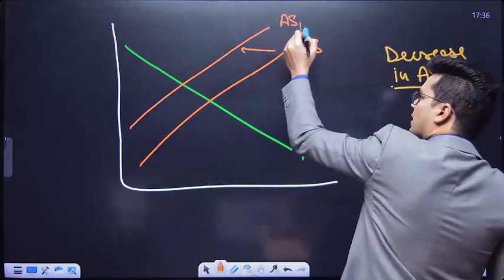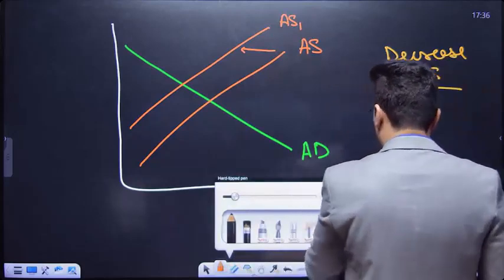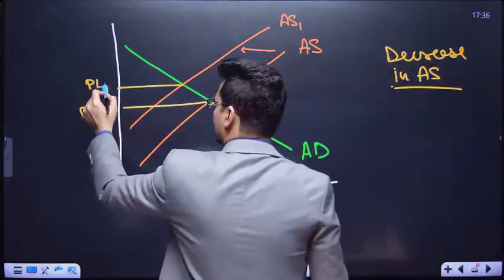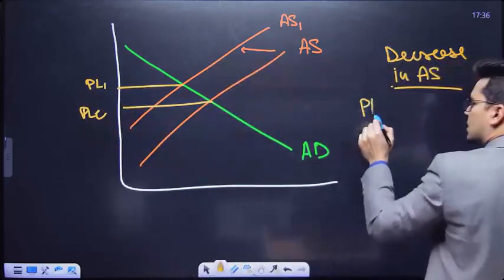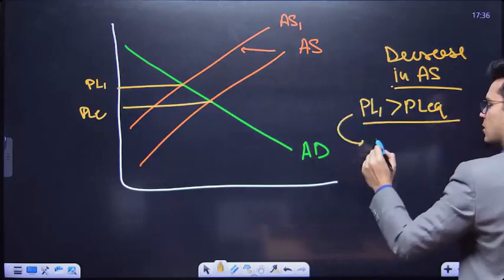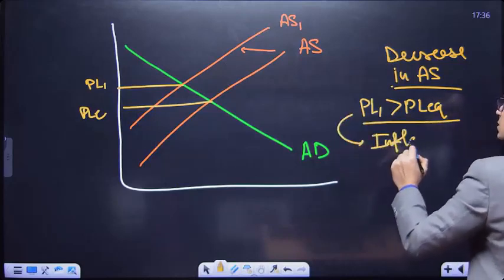So I will say this is aggregate supply 1. Earlier the price level was price level equilibrium. Now the price level is price level 1. Here also I can see that price level 1 is greater than price level equilibrium. So in this case also there is a case of inflation.